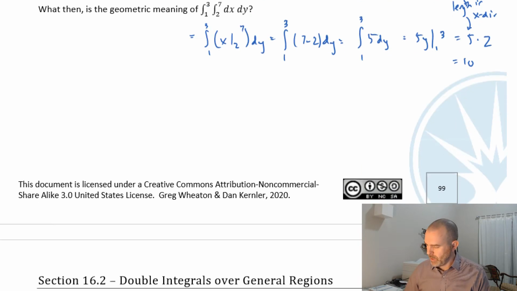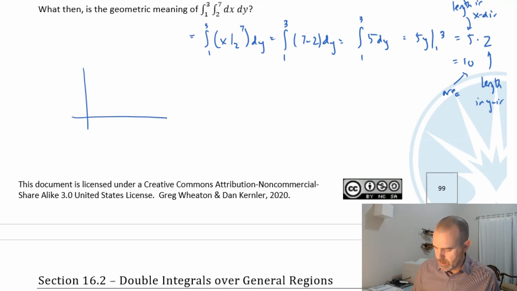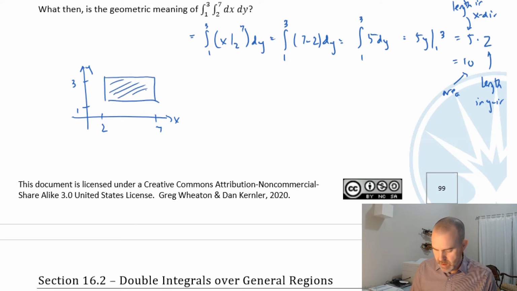See if I can get a little more space in there. And then 2 is the length in the y direction. And what we end up with then is area. So we just multiply the length in the x direction by the length in the y direction, and we get area. That would be x, y. Let's see, y was integrating from 1 to 3. X is integrating from 2 to 7. And so we end up with that area.